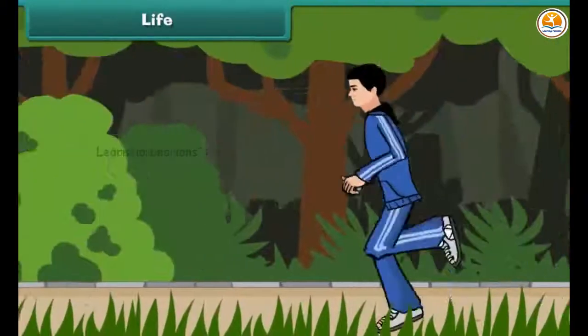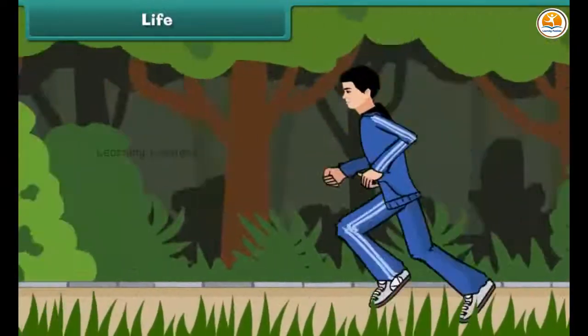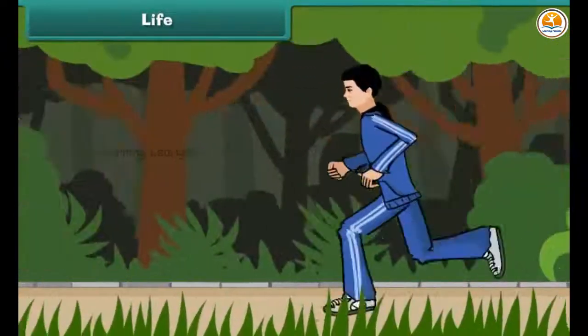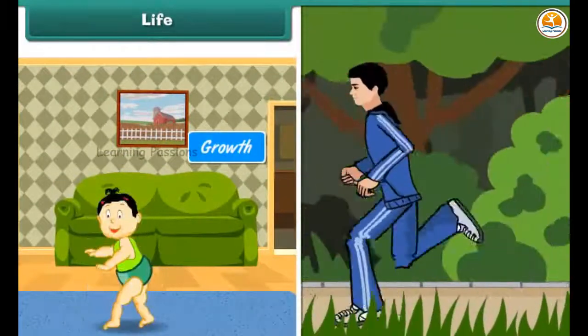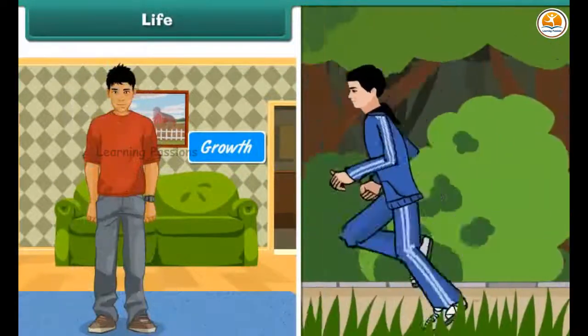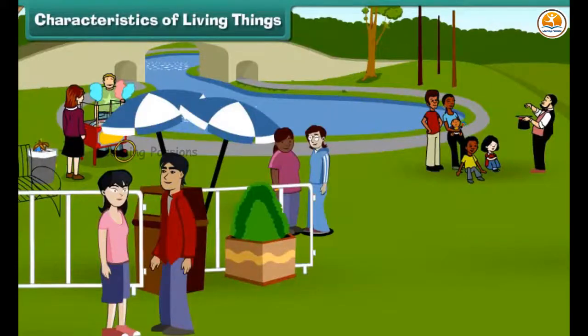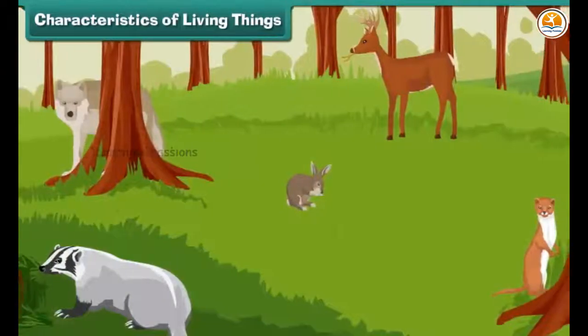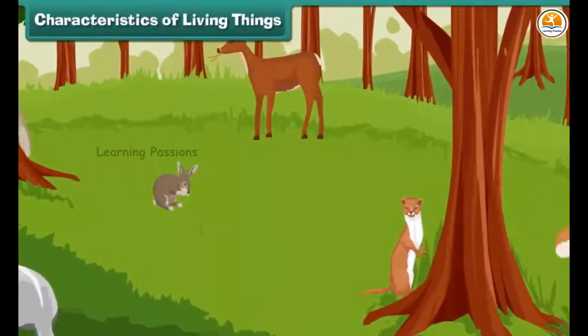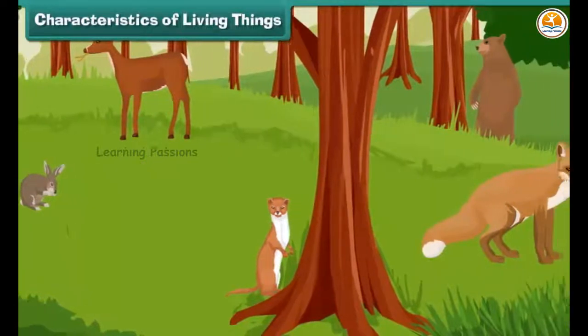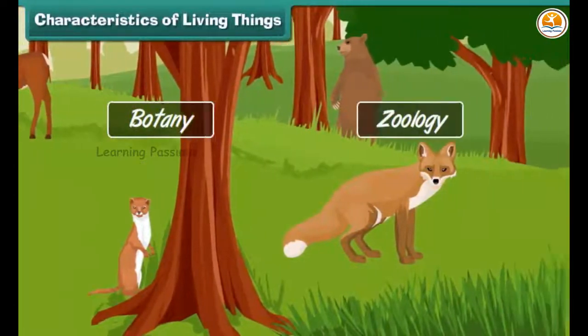Life. Life is a unique, complex cellular organization of molecules, expressing itself through chemical reactions which lead to growth, development, responsiveness, adaptation, and reproduction. Characteristics of living things. Things which depict growth, reproduction, ability to sense environment and mount a suitable response are called living things. Plants and animals both are living. Therefore, biology deals with the study of both plants, botany, and animals, zoology.